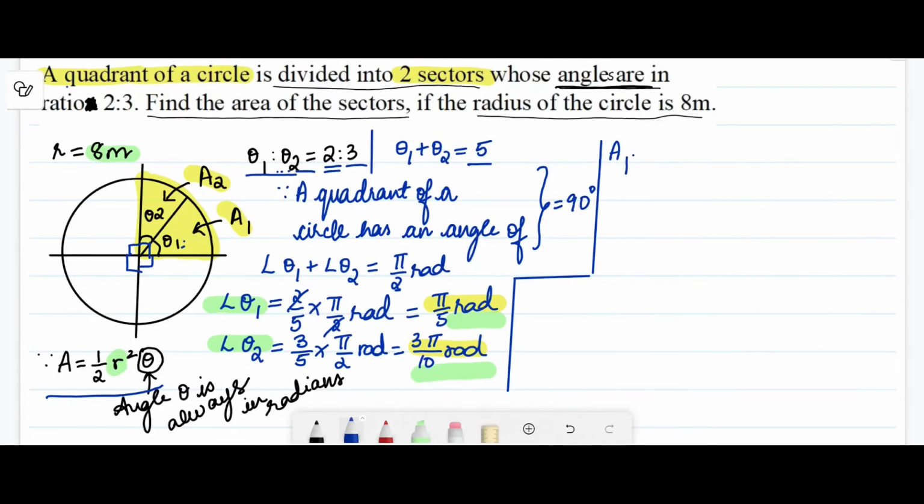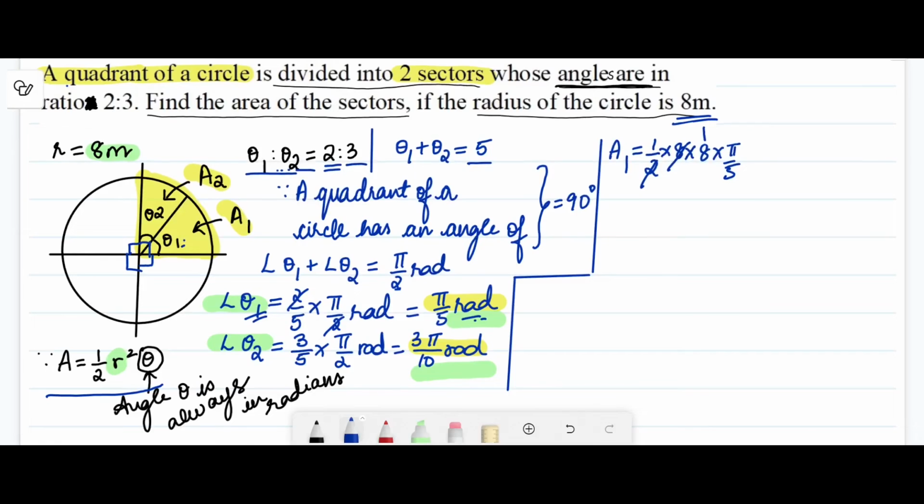Area of first sector is half r square, that is the radius of the circle they have already given in the question as 8 meters. Half into 8 into 8 into angle of the first sector, that is theta 1, which is pi by 5 radians. 2 into 4 is 8. 4 into 8 is 32. So therefore 32 pi by 5 meter square is the area of the first sector.